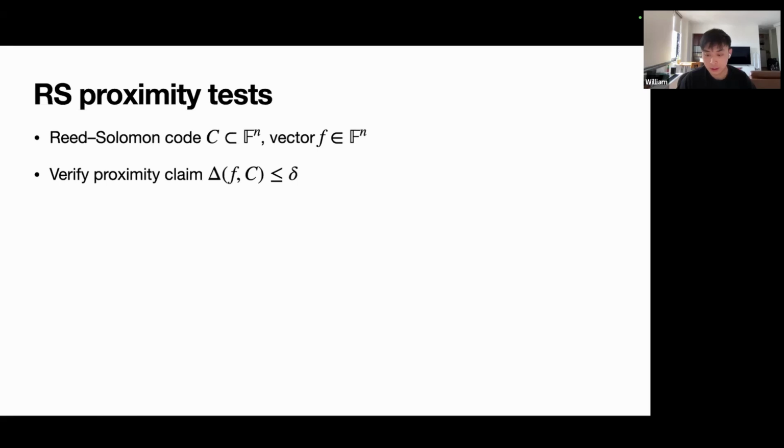Okay, and Reed-Solomon proximity tests are a very common object in the proof systems literature. Some pretty well-known examples are, of course, FRI, and more recent ones like STIR and WHIR. And they're used to construct SNARKs essentially by this recipe.